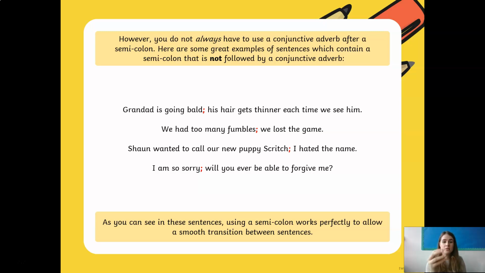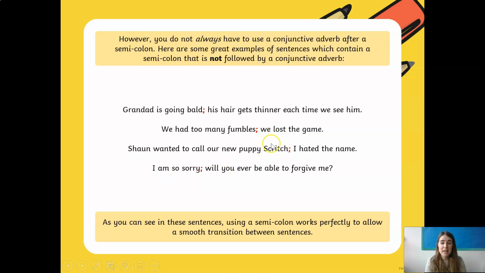So we've used the semicolon there. We had too many fumbles; we lost the game. Now we could say we had too many fumbles, full stop, we lost the game. So this is now a consequence. We could change it: we had too many fumbles; consequently we lost the game. This is the reason why. Because they had too many fumbles, they lost the game. We've added the semicolon. Sean wants to call our new puppy Scritch; I hated the name. So again, the commonality between them here is the name. We've got Scritch and we've got the name, so we've expanded on it.